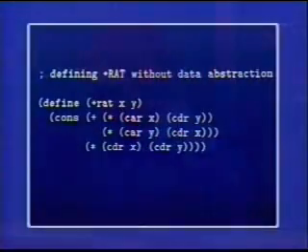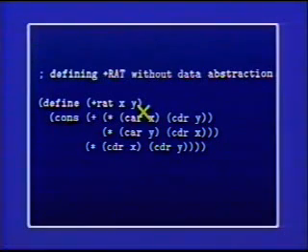See, we certainly could have defined plus-rat, which takes in things x and y, and we'll say, well, what are these rational numbers really? We'll say, well, really they're just pairs, and the numerator is the car and the denominator is the cdr. So what we'll do is we'll take the car of x times the cdr of y, multiply them, take the car of y times the cdr of x, multiply them, add them, take the cdr of x and the cdr of y, multiply them, and then cons together. And that, well, that sort of does the same thing.